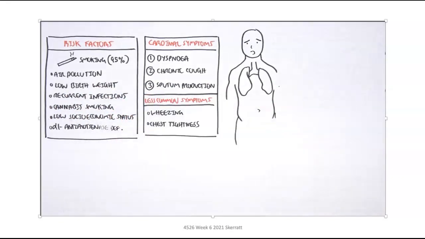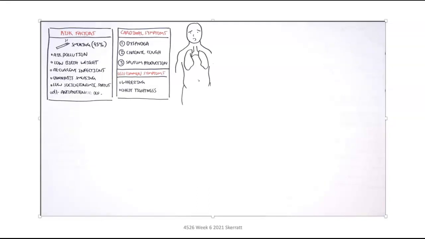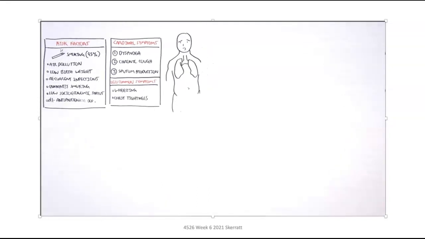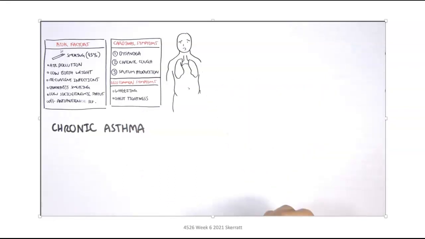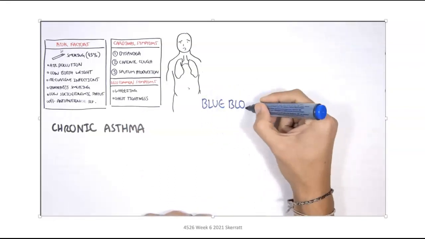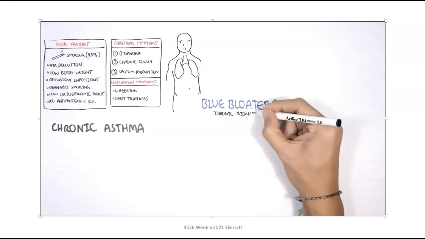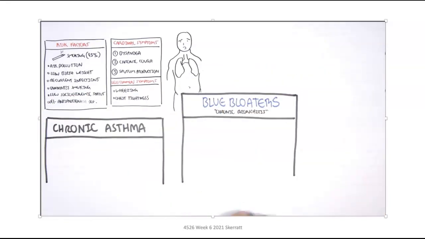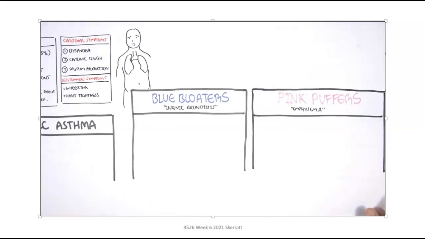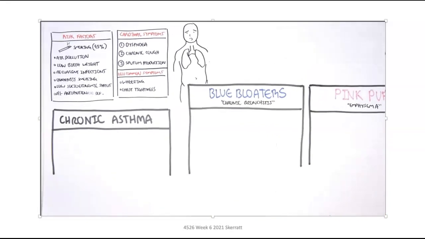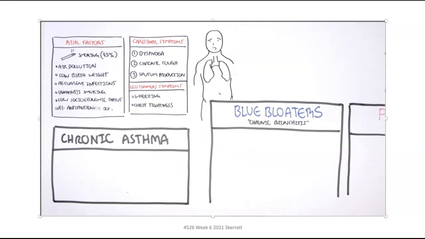COPD again stands for chronic obstructive pulmonary disease and encompasses a variety of diseases. The big three COPD chronic obstructive pulmonary diseases are chronic asthma, the blue bloaters, which is the chronic bronchitis, and the pink puffers, which is emphysema. In this video, we will mainly focus on the blue bloaters and pink puffers. But before looking at these two, let us quickly revise asthma.